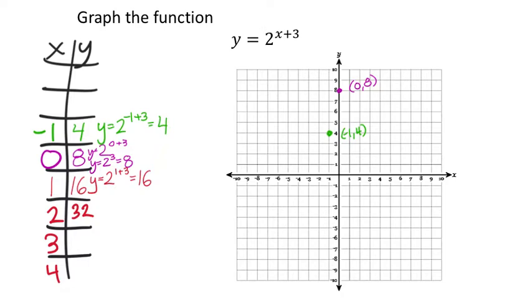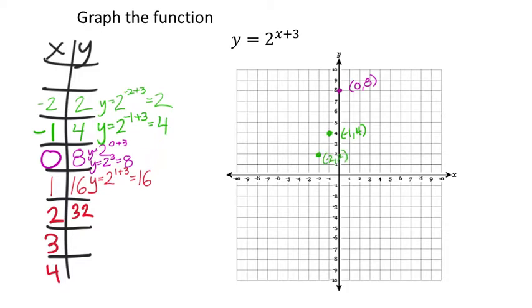So let's go to -2. So then y would equal 2 to the power of -2 plus 3. And I'm just replacing that x with -2. But when I put this in the calculator, I get 2. So -2, 2, ordered pair. X is -2. Y is 2. I get this ordered pair, -2, 2.